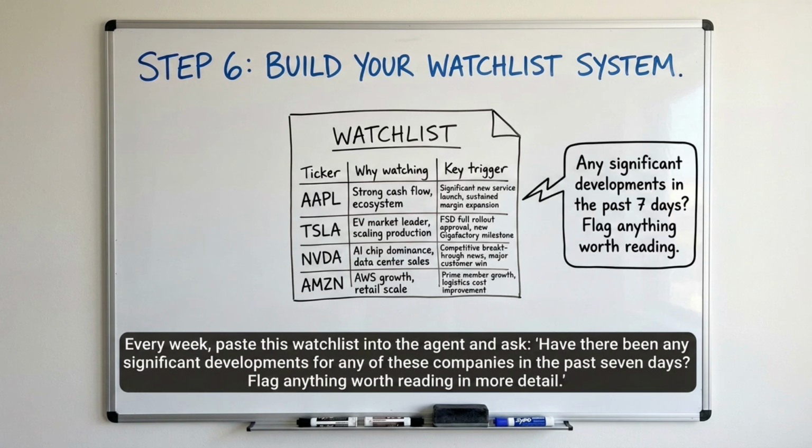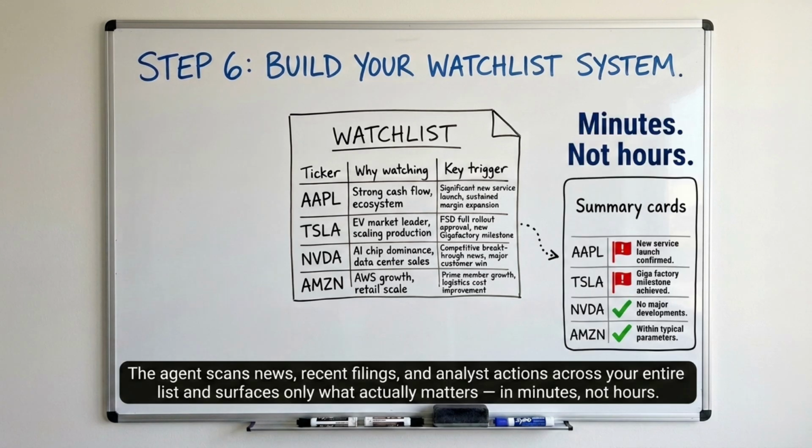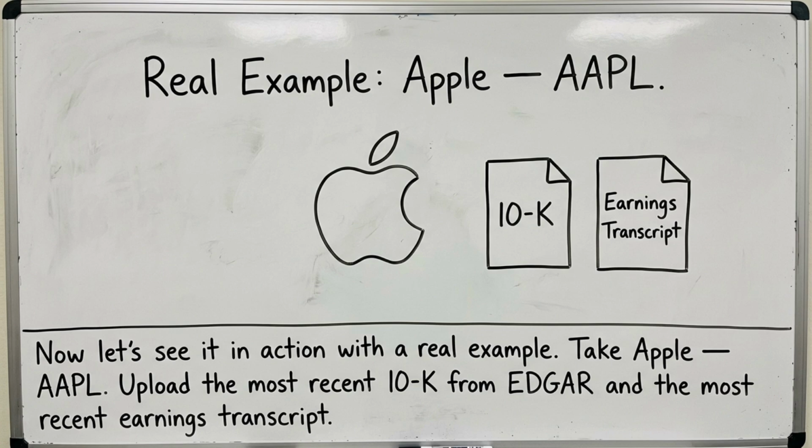Every week, you can paste this watch list into the agent and ask, have there been any significant developments for any of these companies in the past 7 days? Flag anything worth reading in more detail. The agent scans news, recent filings, and analyst actions across your entire list and surfaces only what actually matters in minutes, not hours. Now let's see it in action with a real example.